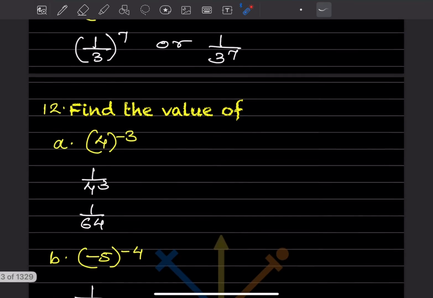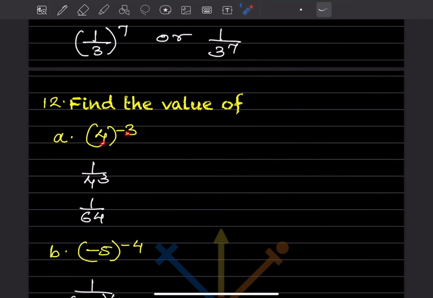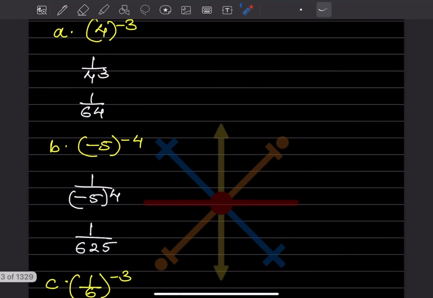Now here, find the value of 4 raised to minus 3. It can be 4 by 1, that will be 1 divided by 4, 1 by 4 raised to 3, which is going to be 1 by 64. For this one, that will be minus 5 by 1. If we take the reciprocal of that, that will be 1 by 5 raised to 4. Now this is an even number, so if you multiply minus 5 into minus 5 into minus 5, 4 times, that is going to be positive 625.